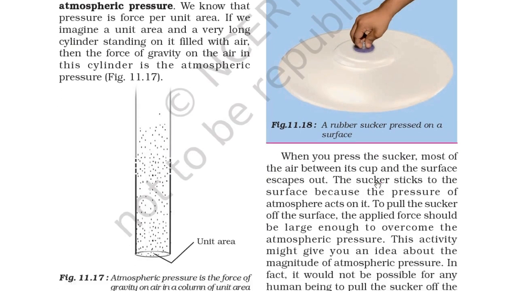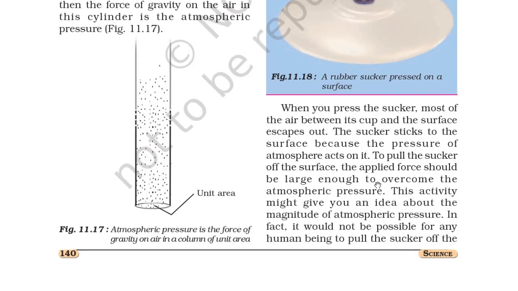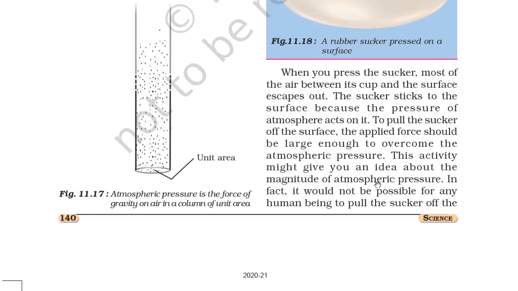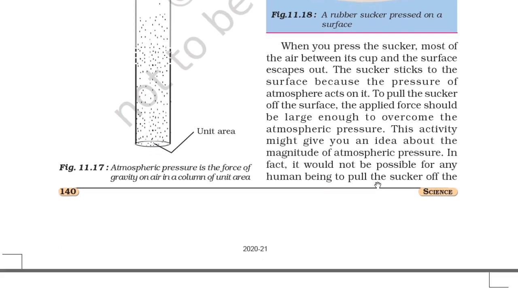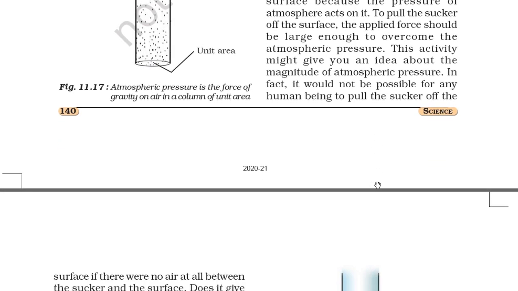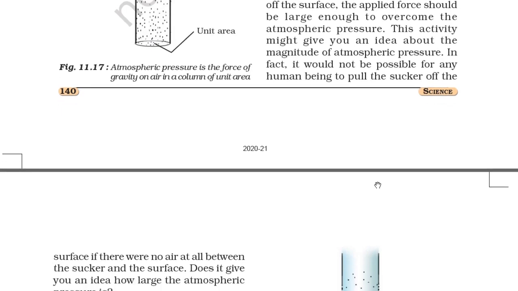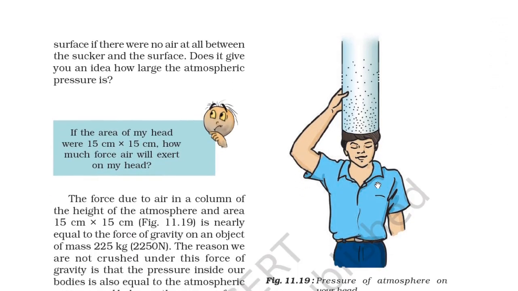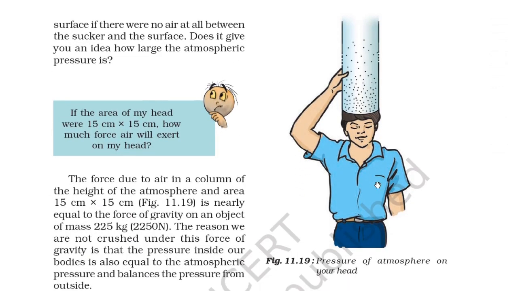Now when you press the sucker, most of the air between its cup and the surface escapes out. So the sucker sticks to the surface because the pressure of the atmosphere acts on it. To pull the sucker off the surface, the applied force should be large enough to overcome the atmospheric pressure. This activity might give you an idea about the magnitude of atmospheric pressure. In fact, it would not be possible for any human being to pull the sucker off the surface if there were no air at all between the sucker and the surface. Does it give you an idea how large the atmospheric pressure is?